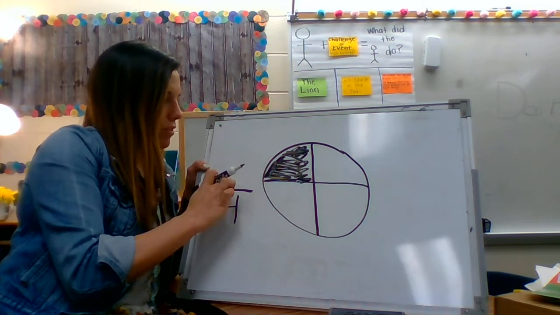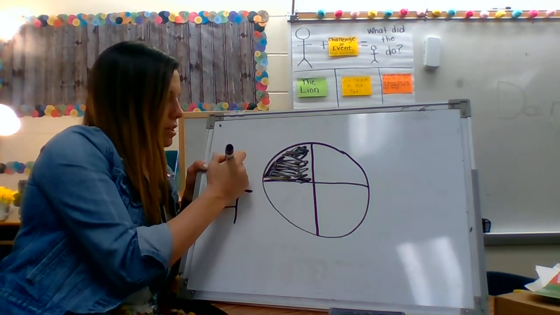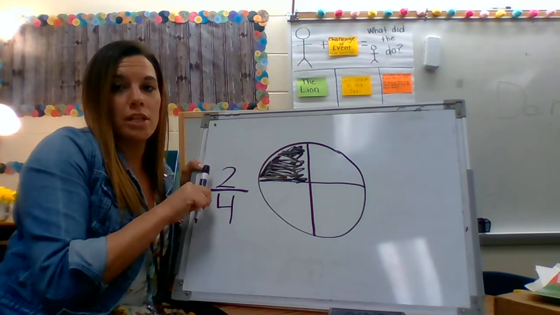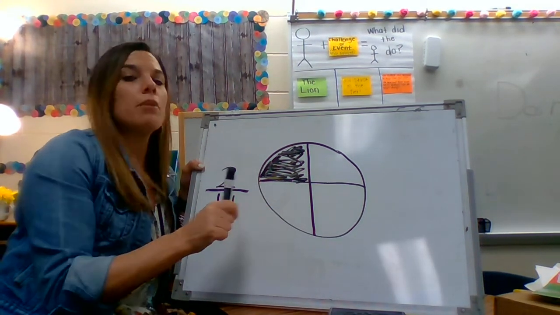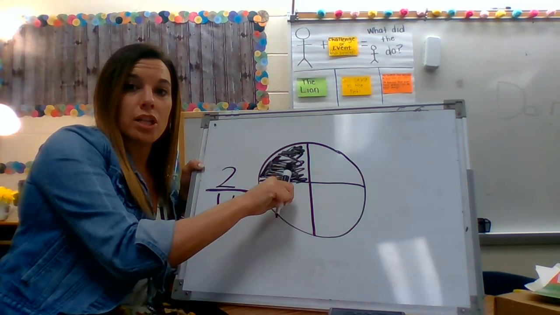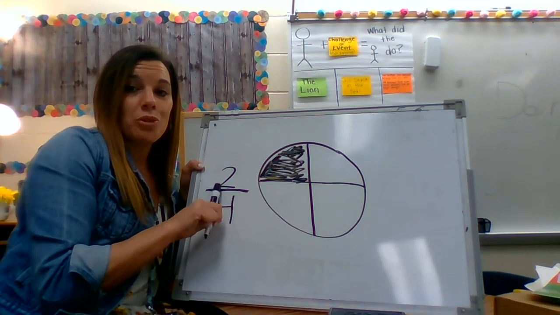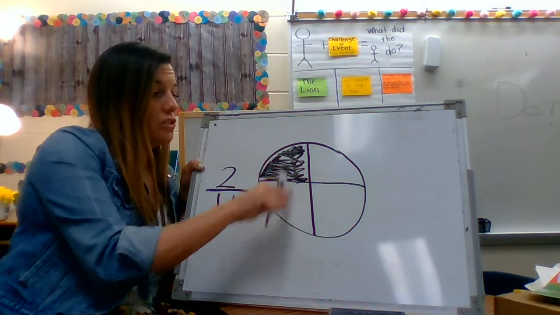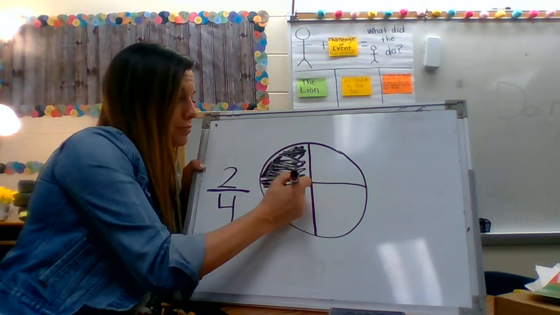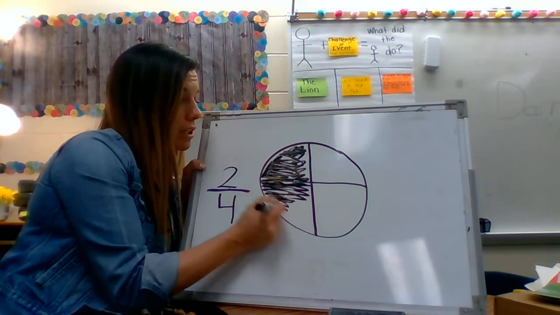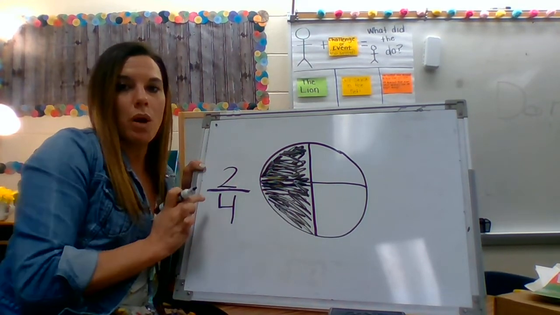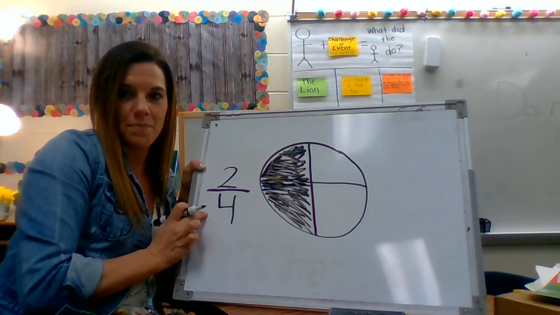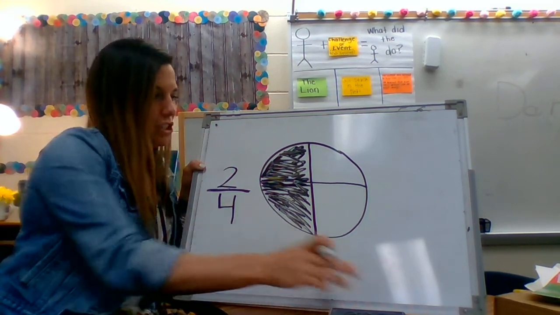What if my denominator was, or my numerator was 2? So now my fraction is 2/4. So I'm going to look over here at my shape. I have 1 part shaded in, but my numerator is 2. So I do need to shade in another part. So now I'm showing you on this shape the fraction 2/4. Do you see that? Okay, let's try another one.